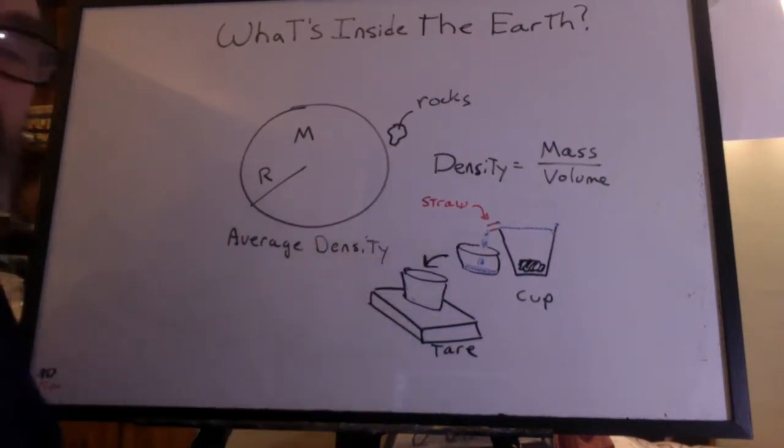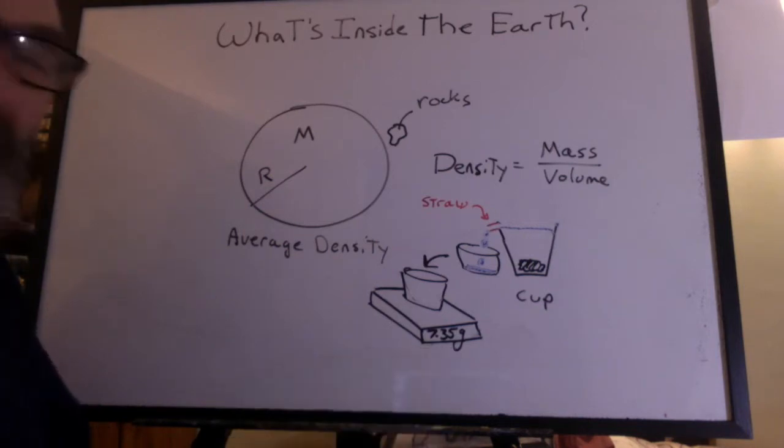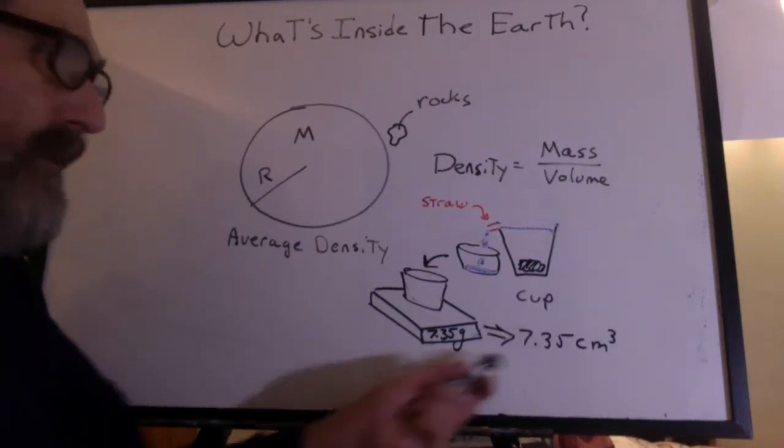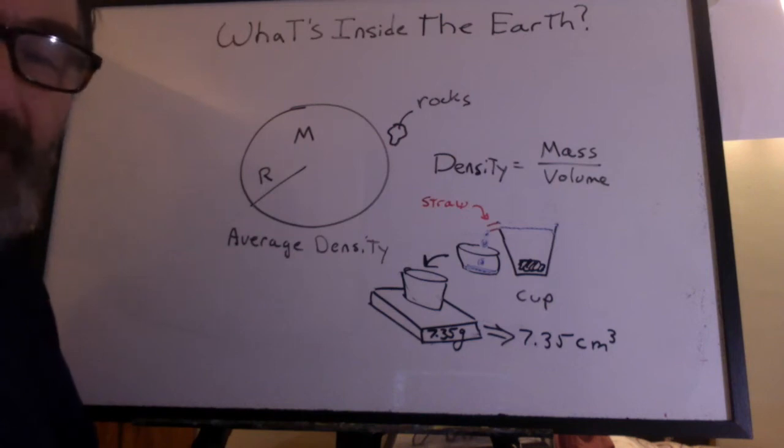Now you put the cup on the scale and you weigh it. Let's say it reads 7.35 grams. That's 7.35 cubic centimeters, because that's from the density of water.